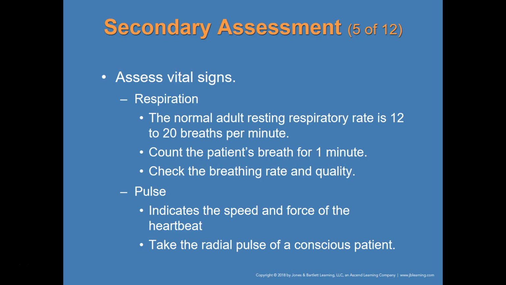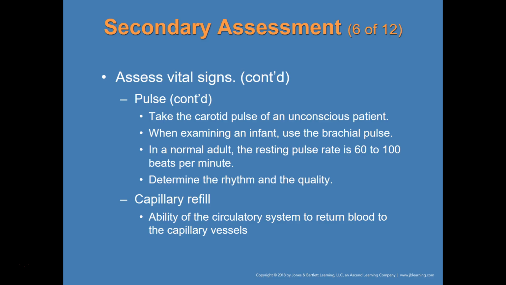Just like we talked about before, if it's a conscious patient, we want to take the radial pulse, so in their arm. Carotid pulses for unconscious patients. Infants, we use the brachial. In a normal adult, the resting pulse rate is 60 to 100 beats a minute.